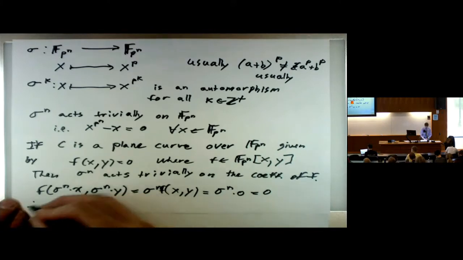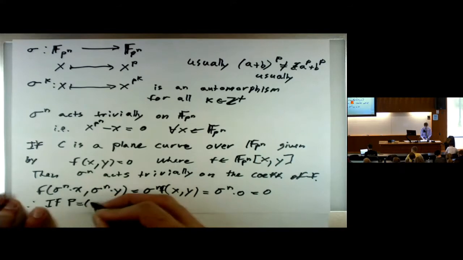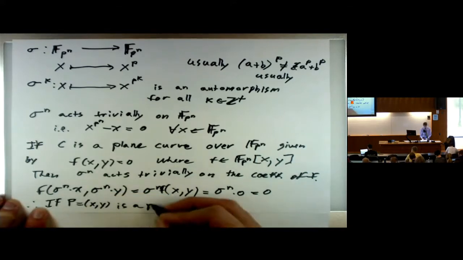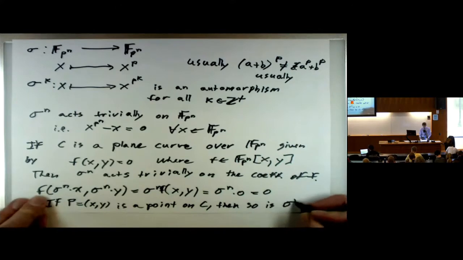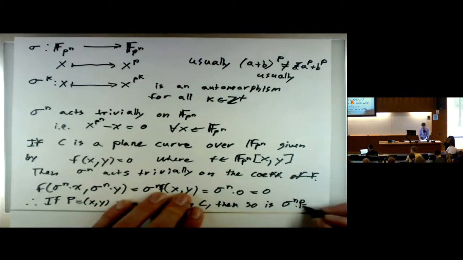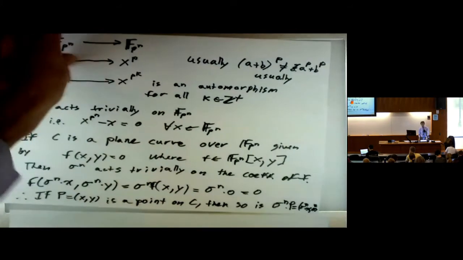So therefore, if P equals (x, y) is a point on C, then so is sigma^n(P), which equals sigma^n applied to x and y. Running out of room there. All right, you get the point. So that is very important for what we will do. In particular, in the case of elliptic curves, it means that we actually have something that is well-defined on what we call torsion. So we're going to discuss torsion now.